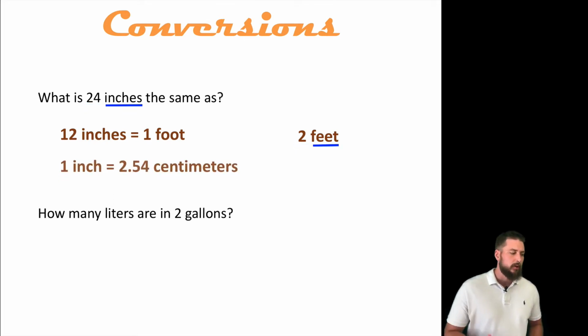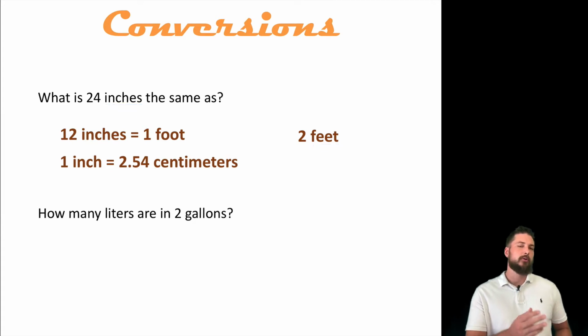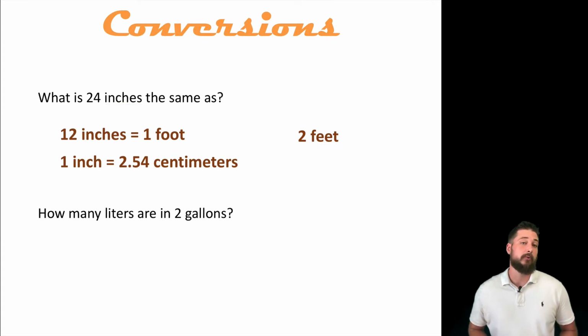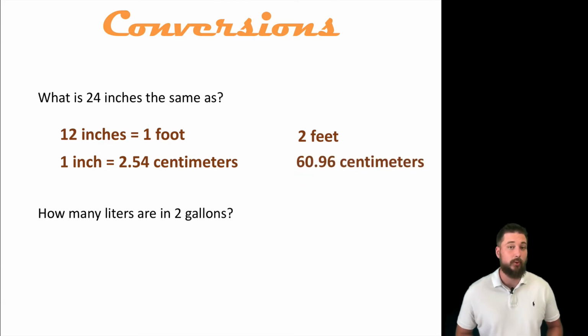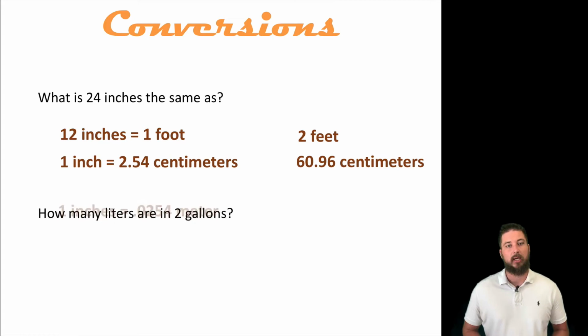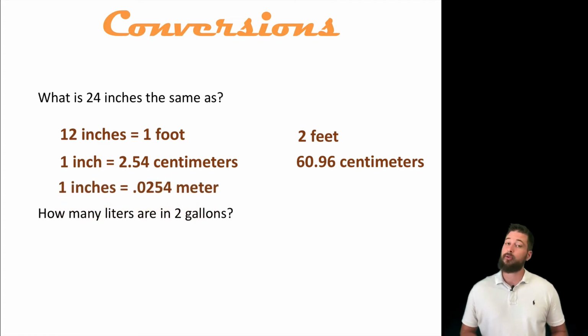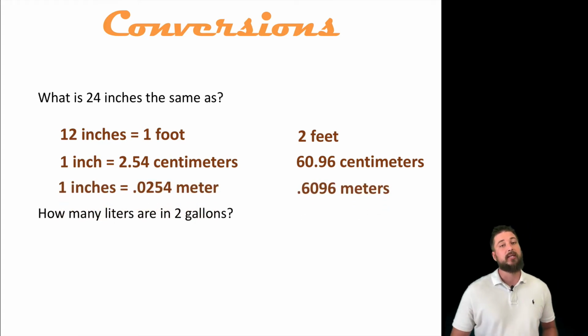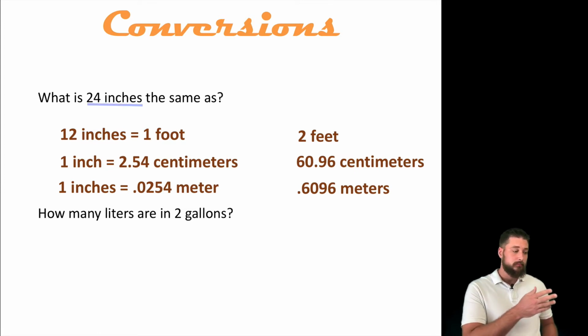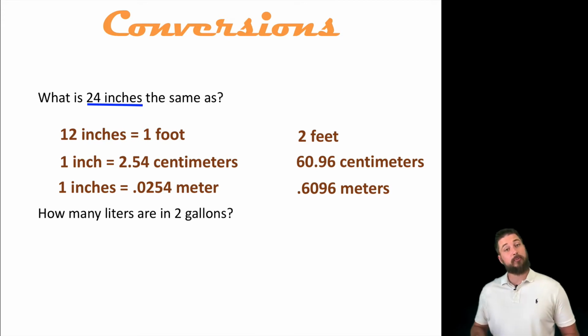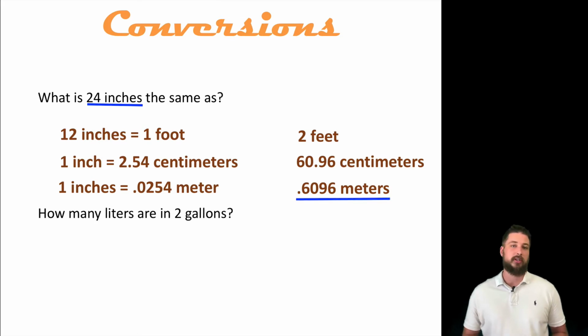Now, another thing that we know is 1 inch is equal to 2.54 centimeters. So that means that 24 inches is equal to 60.96 centimeters. We also know that 1 inch is equal to 0.0254 meters, which means that 24 inches is 0.6096 meters. Now notice how, again, the 24 inches is the same as 0.6096 meters. So notice how those numbers are different, but they are the same.